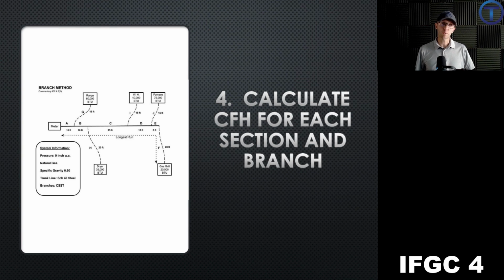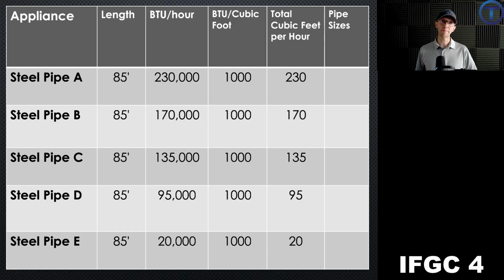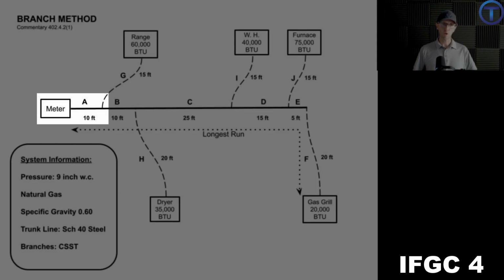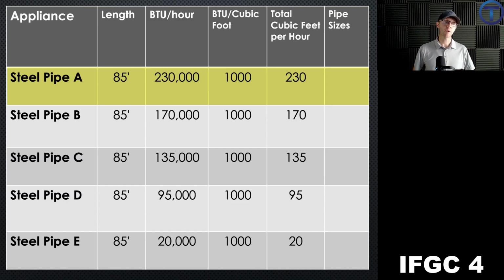We can move on to step 4, which is to calculate the cubic feet per hour for each section and branch. Let's divide those up again. The sections that we have are that main trunk line. We've got the steel pipe, A through E. Let's examine how many BTUs they have. We have on section A the total load for the whole building. If we examine all of the BTUs for this system and add those up, we're going to come up with 230,000 BTUs. We'll divide by our BTU per cubic foot, which we're going to say we're at sea level. So we're going to keep this simple and divide by 1,000. And that's going to give us 230 cubic feet per hour.